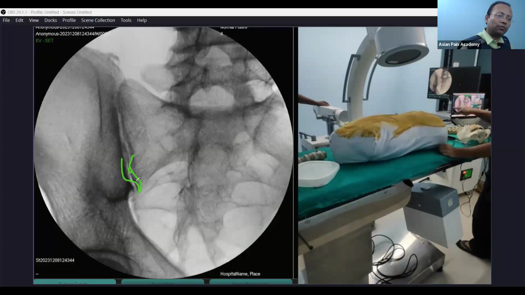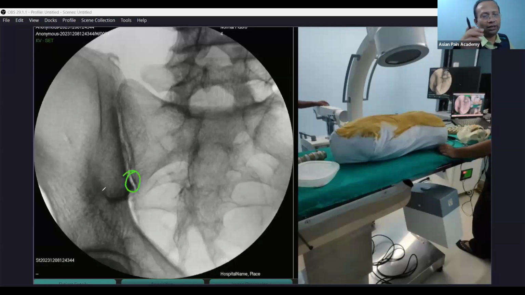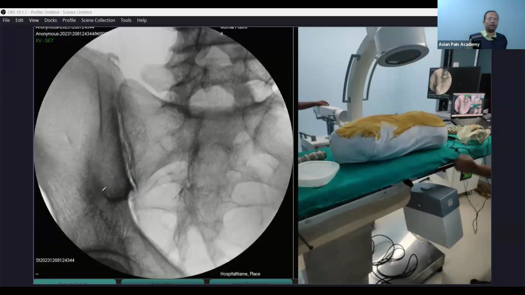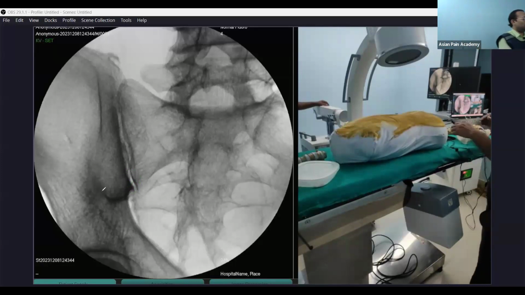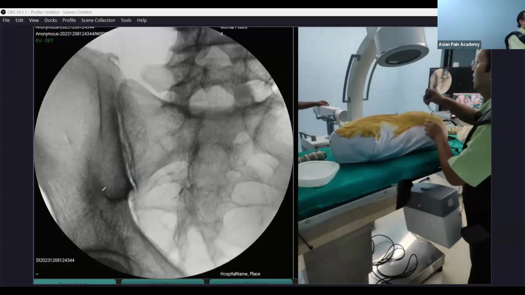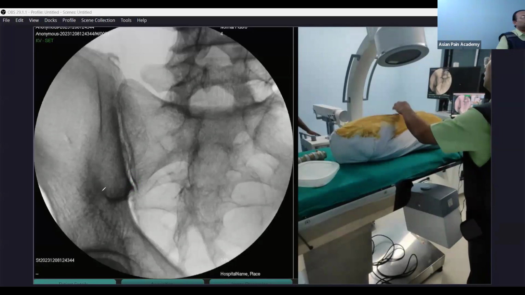So we want to find some area which is overlapping. Here, this small area is actually overlapped. How do we know? See the white color. The color is much whiter than other areas. So this is the area where we can go for intervention. So let me put the needle here. Okay, shoot.